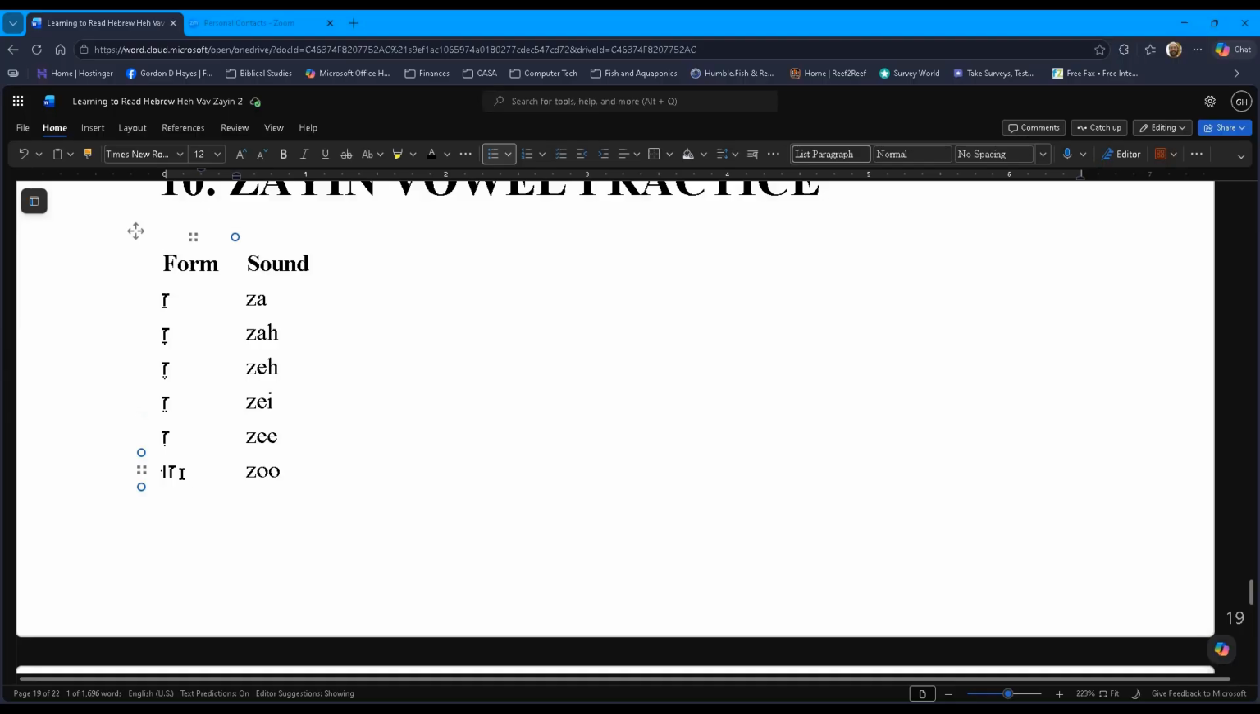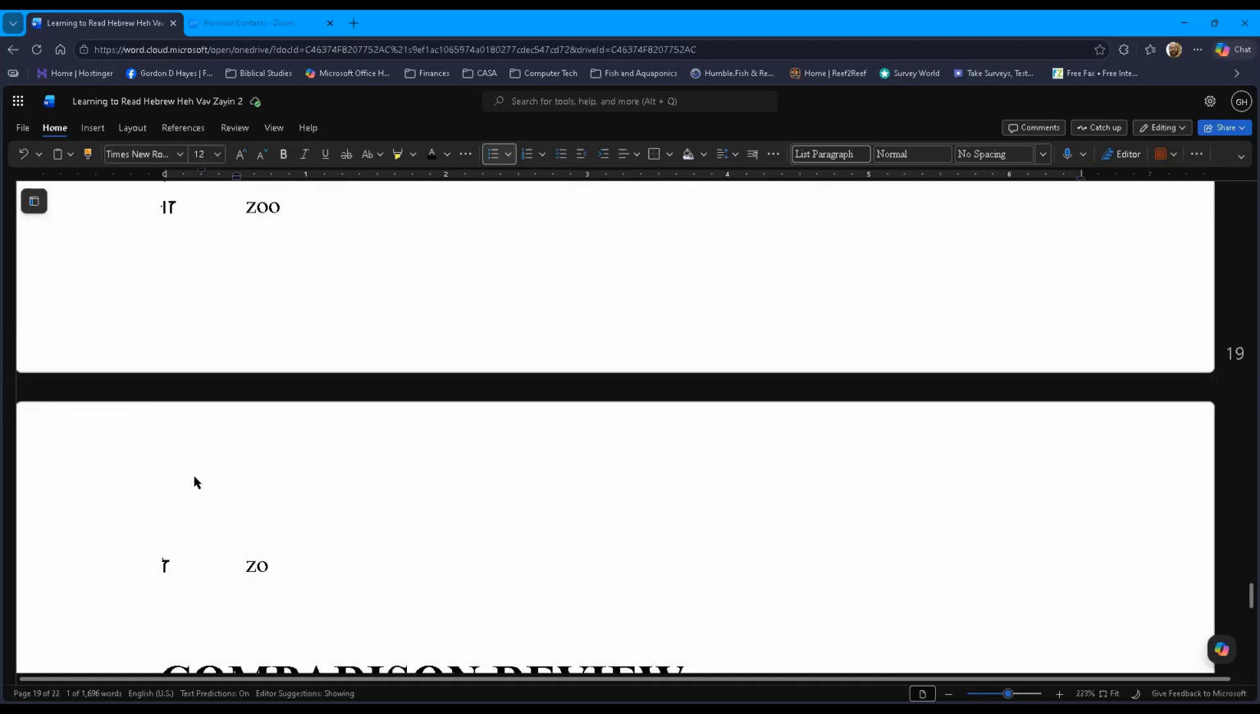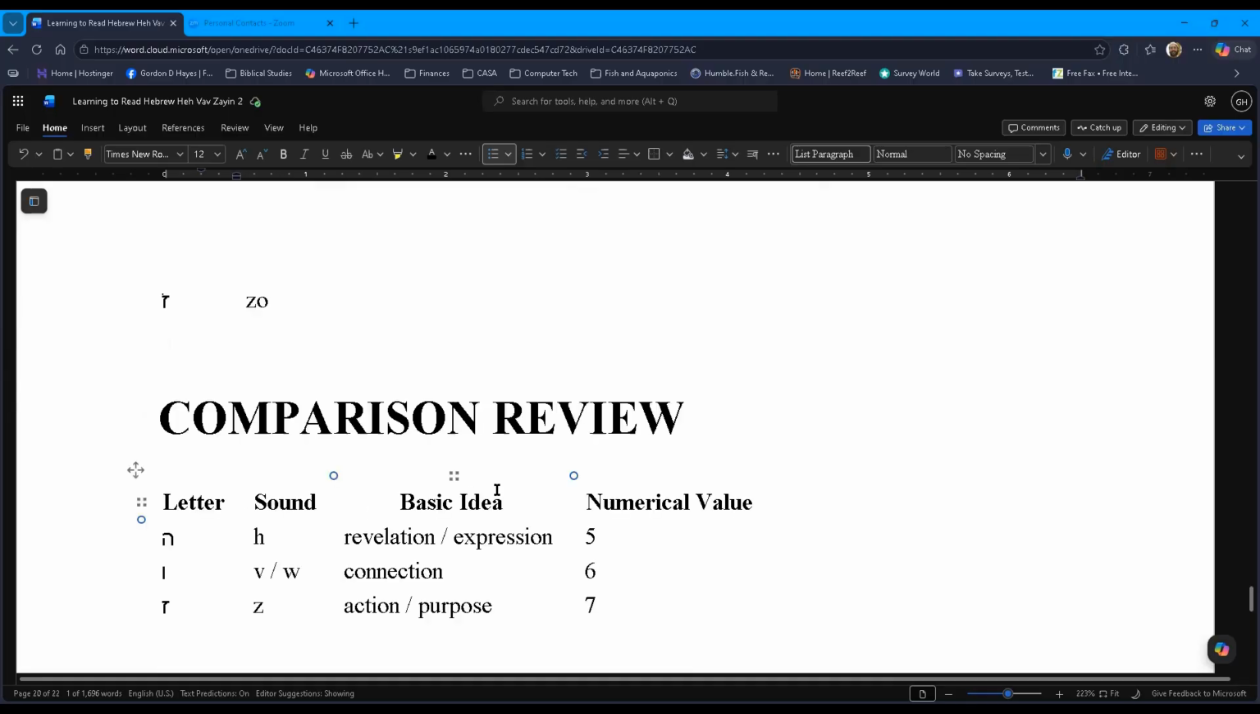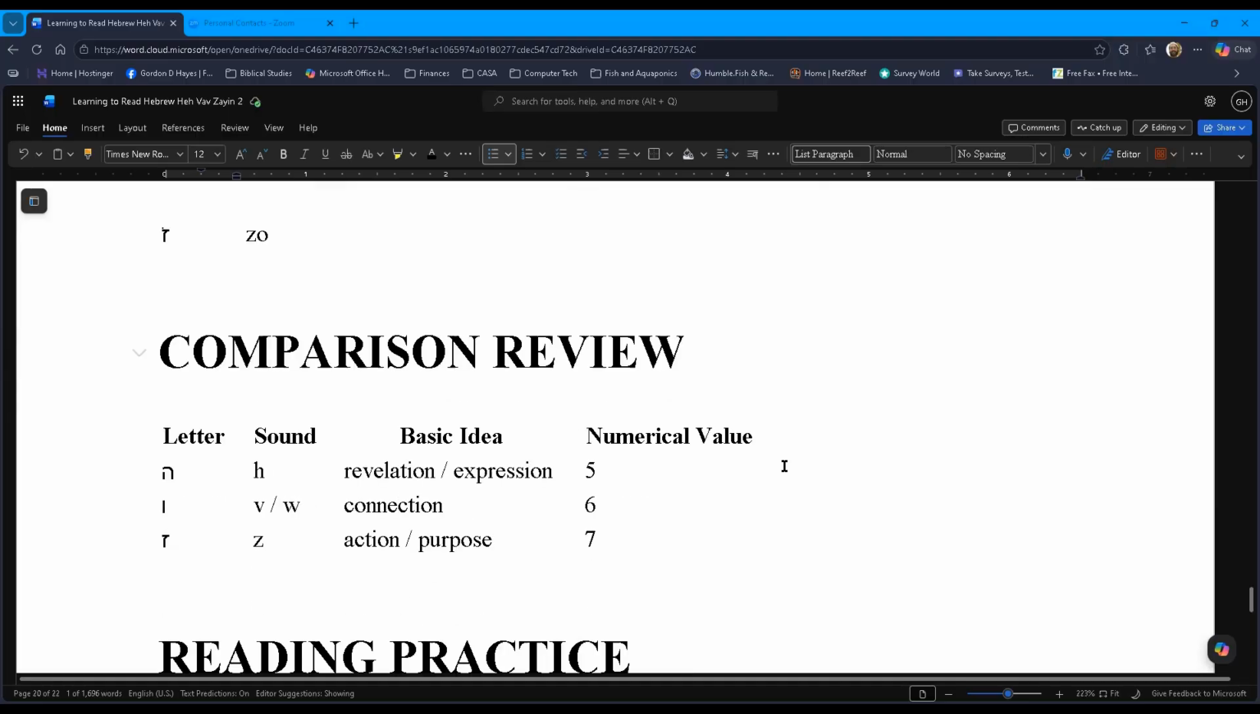And then with the cholam vav, we have the zu, or the shurik, I'm sorry. With the shurik, we have the zu. And with the cholam, we have the zo. I guess if we put a chirik yud on the end of that, we would have the name Zoe. I just thought of that. Sorry, that was free.